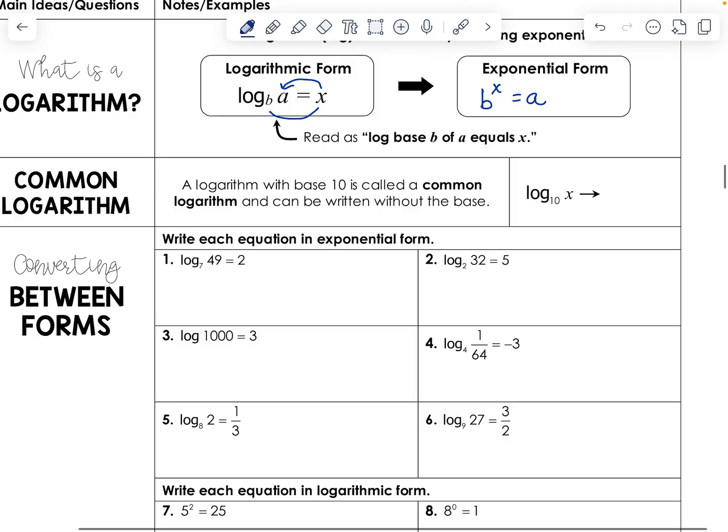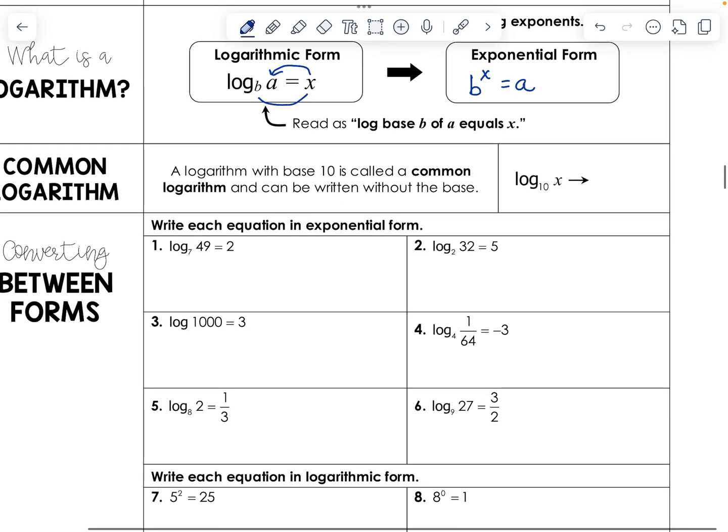A logarithm with base 10 is called a common logarithm and can be written without the base. So instead of writing log base 10 of x, anytime I have a base of 10, I can just write that as log of x. If it doesn't have a base, it's understood to be base 10.